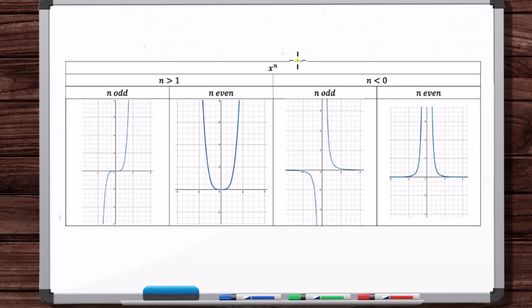So if this integer is greater than 1, then you could have the case where n is odd or n is even. So like x cubed, x to the 5th, x to the 7th, or x squared, x to the 4th, x to the 6th, etc.